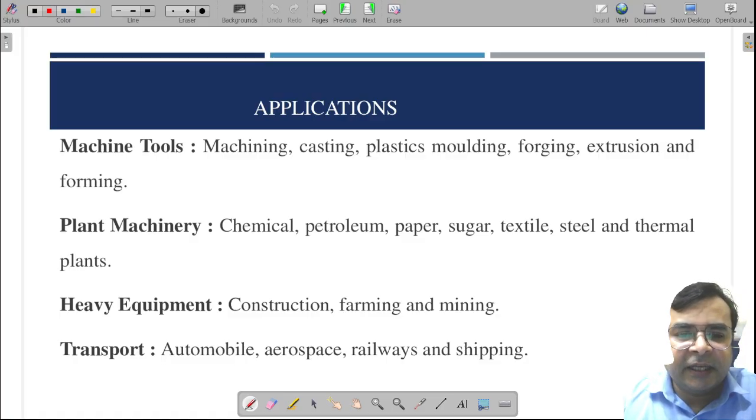Heavy equipment like construction, farming and mining machinery. Similarly, in the construction of a building, a very huge overhead crane is used, and its entire base is made by the casting process. And for transportation, automobile engines are produced by casting, as well as aerospace, railway and shipping components. These are the sectors where many components are produced by the casting process.